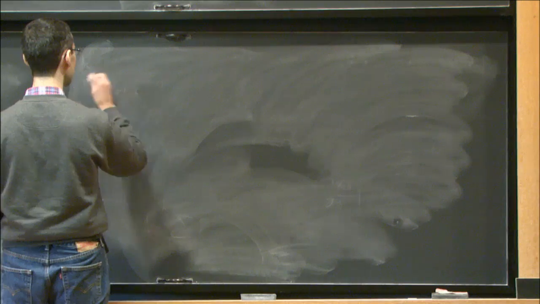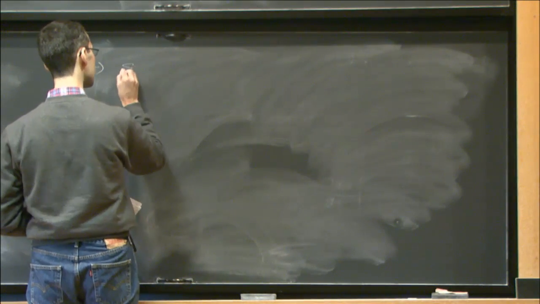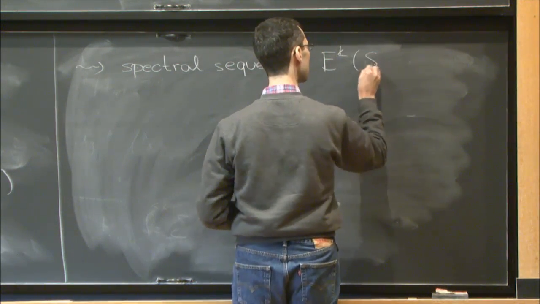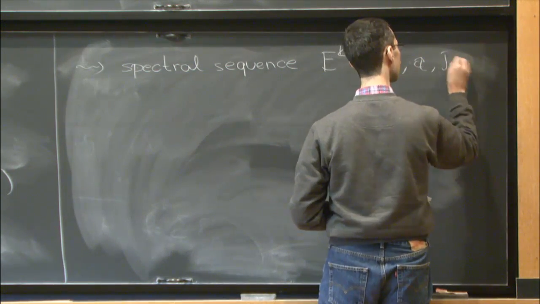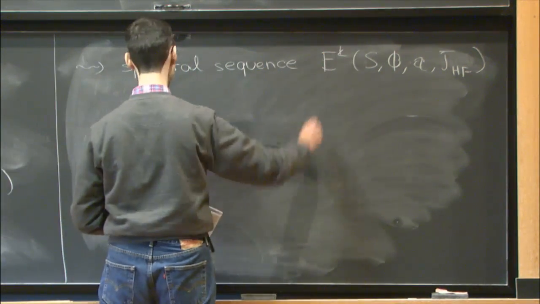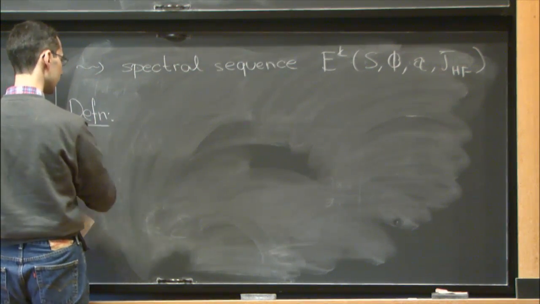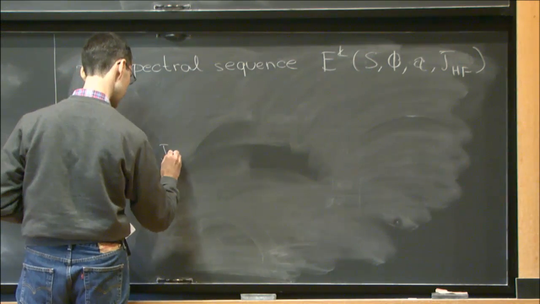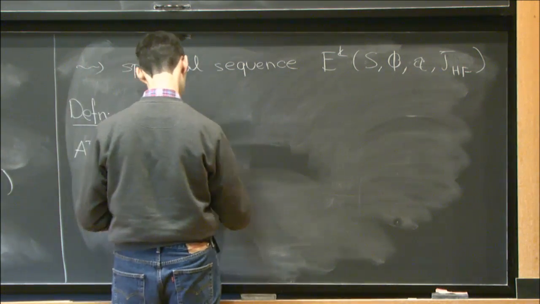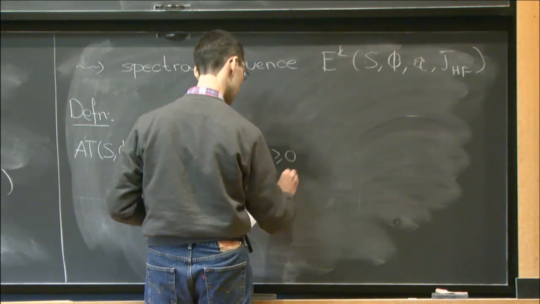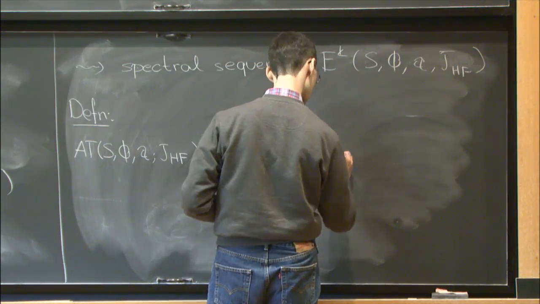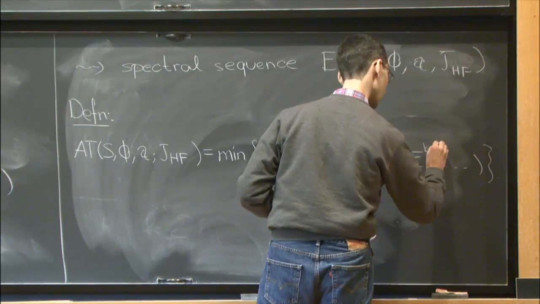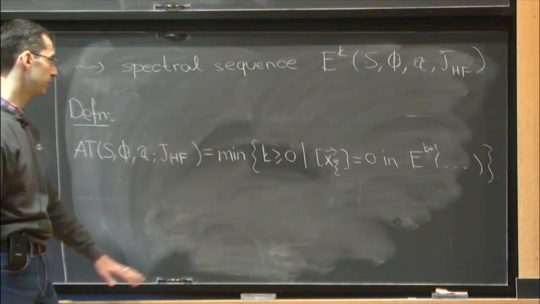and that's what we define as our Heegaard Floer analog of algebraic torsion. But what that means formally is that the filtered chain complex gives you a spectral sequence, let's say E_k of S phi, A, JHF. So these are the pages of the spectral sequence, and then the definition is that AT of S phi, A, and JHF is the minimum k bigger than or equal to 0 such that xc is 0 in the E_{k+1} page, sorry. If such a finite value exists, then that's the minimum. Otherwise, it's infinity if there's no such thing.